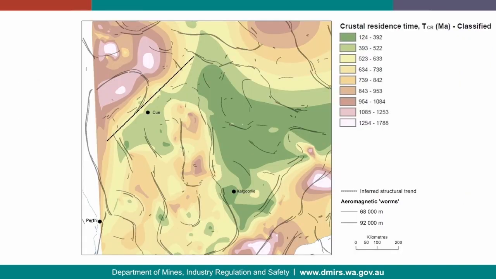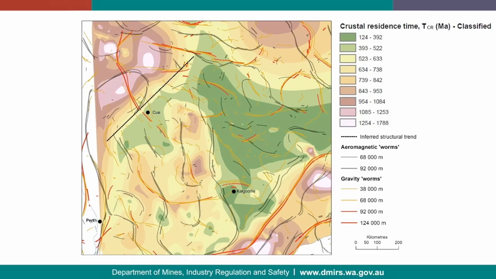Okay, so finally I'm going to show you some examples of how we can combine the data sets at a regional scale to get some indication of what the controls on mineralisation may be. So in this example, I show the hafnium crustal residence time, and I've overlain it with the deepest looking magnetic worms. And I've used both of those combined to interpret that northeast trending structure. Also note that there's a partial correlation between these two very different data sets.